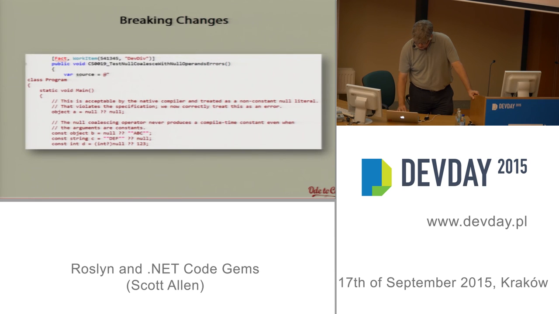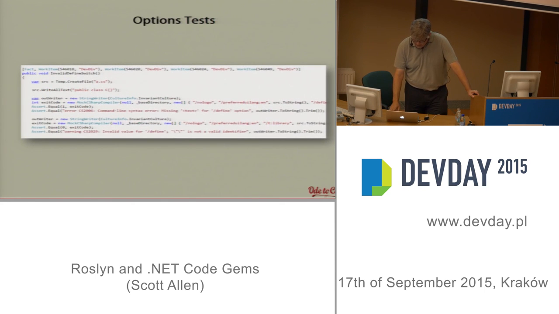Some more breaking changes. Object A null equals null, null coalescing operator null. Again, I hope computers write that type of code, and it's not human beings, but based on Oliver Sturm's presentation this morning, maybe.